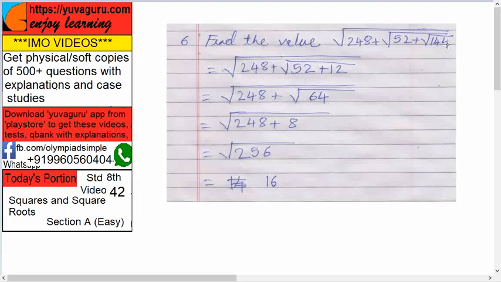Next, find the value of square root of 248 plus square root of 52 plus square root of 144. See here, this is the biggest square root, then smaller, then the smallest. Okay. Now first solve the smallest one. So square root of 144 is 12. Remaining things same. So 52 plus 12 is 64.